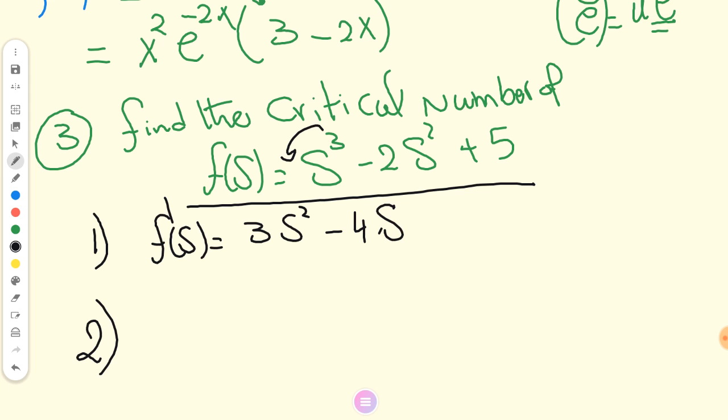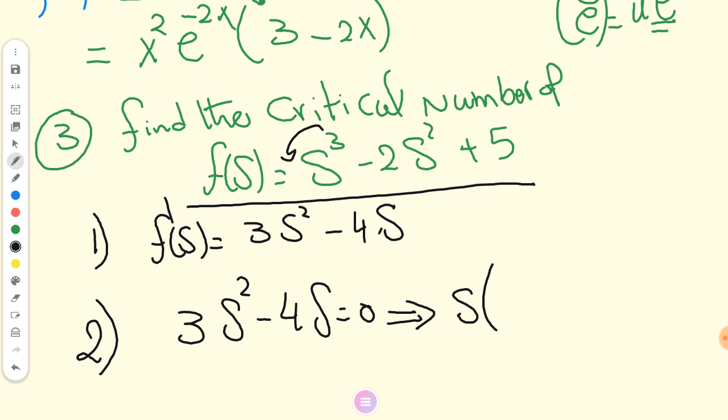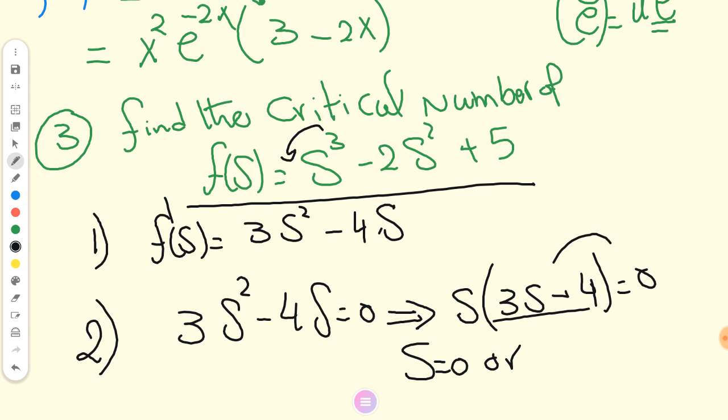The second step, find the zeros. Here, 3s squared minus 4s equals 0. Take s as a common factor: s times (3s minus 4) equals 0. This implies s equals 0, or, moving to the other side, s equals 4 over 3. These are the critical numbers.